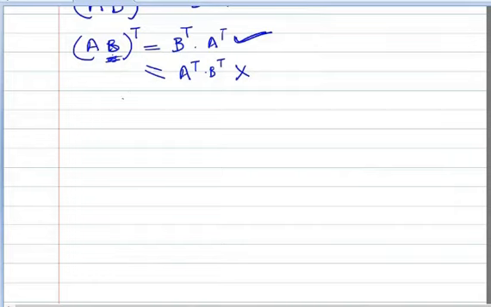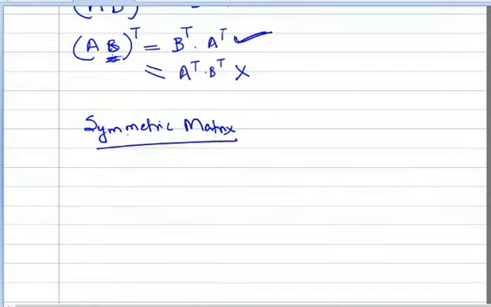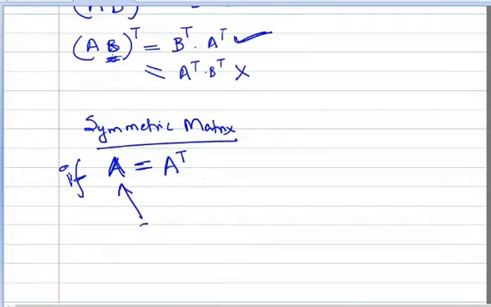Next is the symmetric matrix. In a symmetric matrix, the matrix A will be equal to the transpose of the matrix. If you say that the matrix A is equal to the transpose of matrix A, then this matrix A is a symmetric matrix.